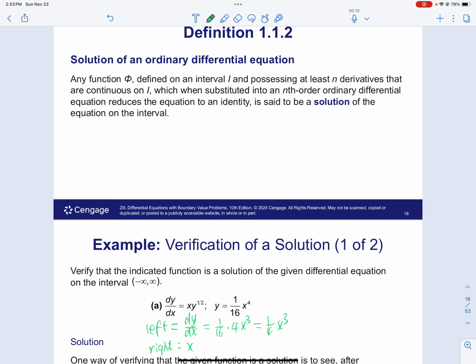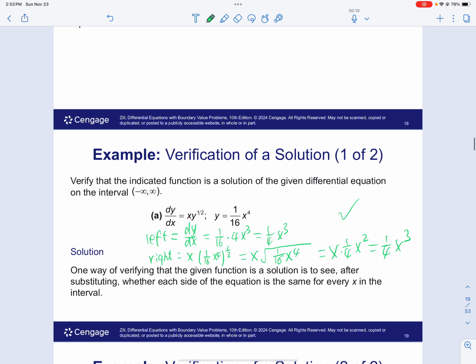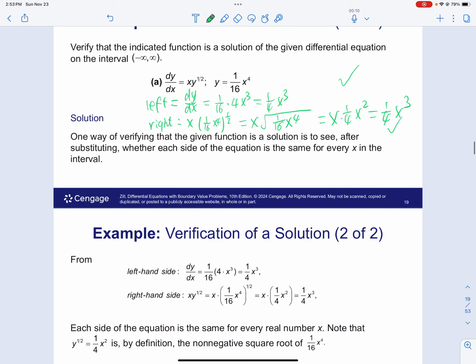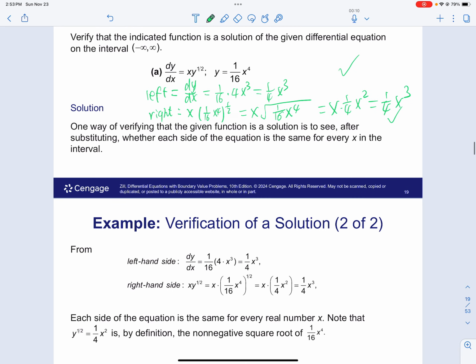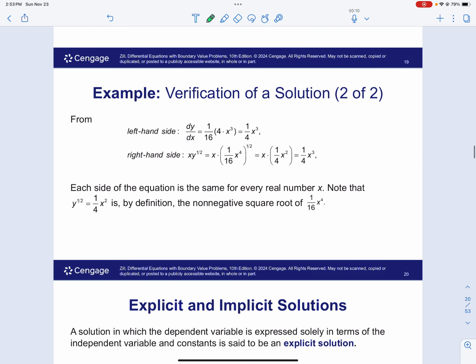So what will be the right side? Equal to x times y to the half. A half means square root, yeah? x times the square root of 1 over 16 x to the fourth. The square root of 1 over 16 is 1 over 4, and the square root of x to the fourth is x squared. So 1/4 x cubed. Are you with me? What did you get? Left and right are exactly the same. So this is verified. These are the details. Okay? You just substitute and verify the left equals the right.